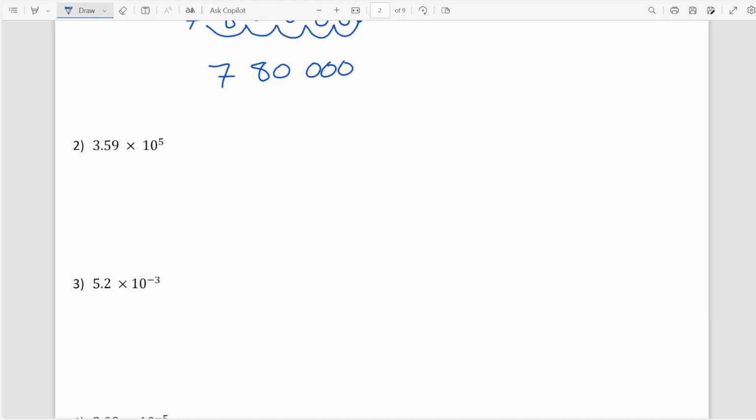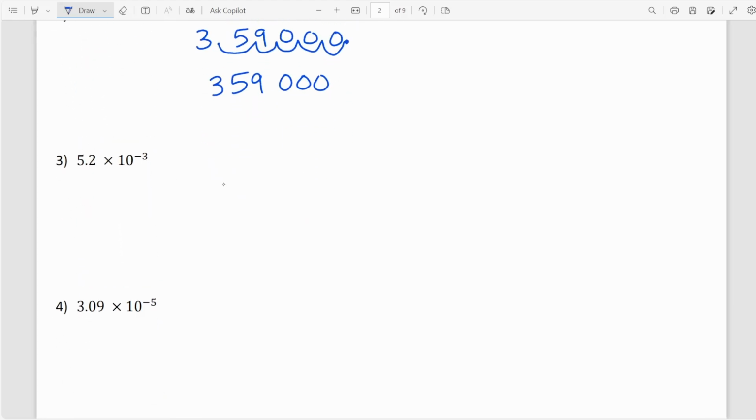So we have 3.59 multiplied by 10 to the power of 5. So I will again write the 3.59 and we have a power of 5. So I will move the decimal to the right because the number is supposed to get bigger. So 1, 2, 3, 4, and 5. I will stop here and fill zeros in my loops. And so the number is 359,000.